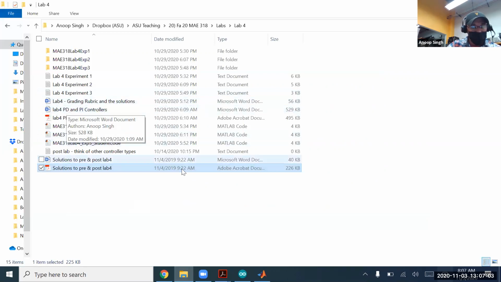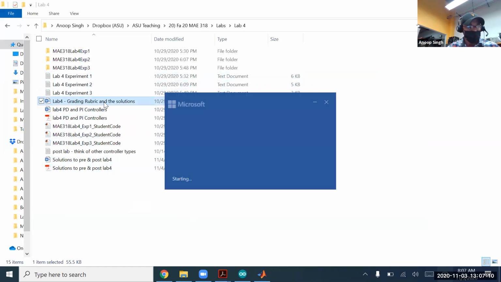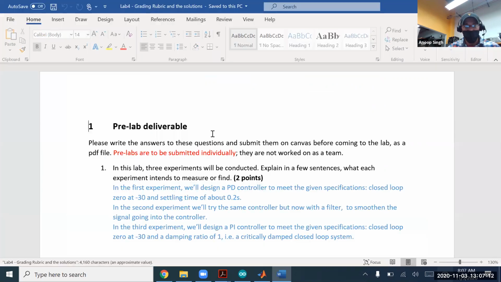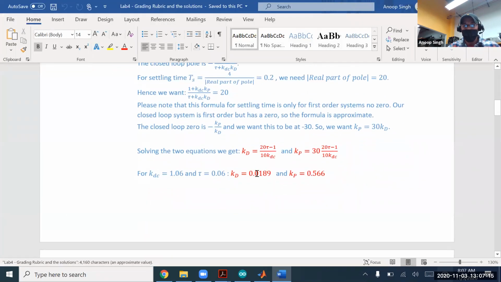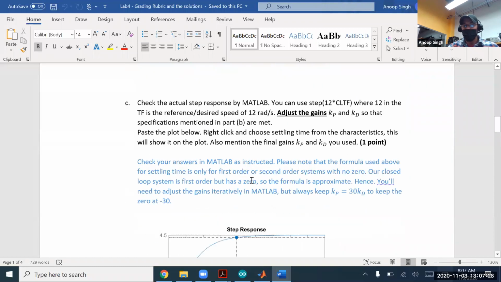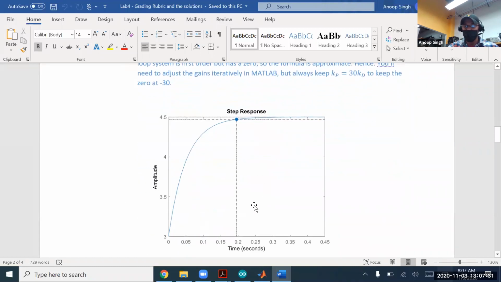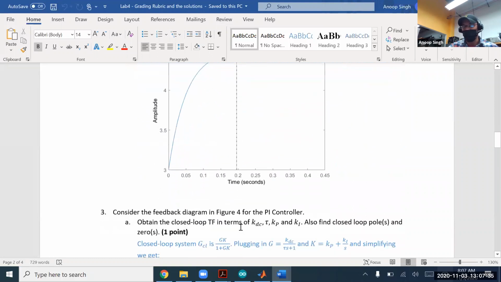And by the way, I think I did some calculations a while back, but those numbers I put in the code directly. So we'll take it from there. Otherwise, they are right here. So Kp came out to be 0.566, and then Kd came out to be 0.0189 for my tau and KDC, which were for the plant as shown. And if I do the actual step response, you'll notice that the settling time was pretty close to 0.2. So I'm just going to stick to the gains which I just calculated.